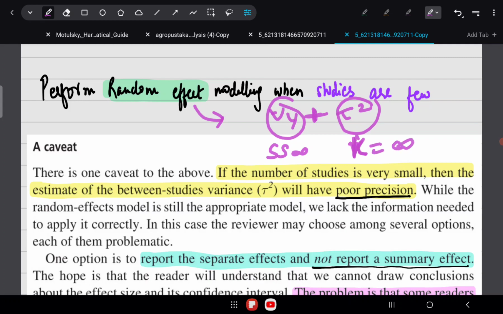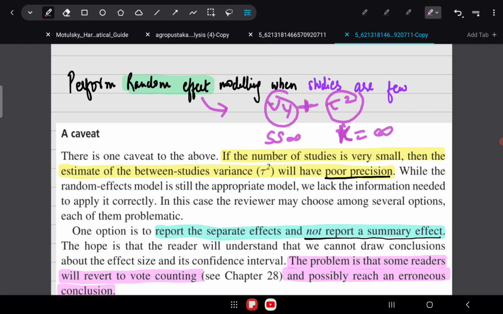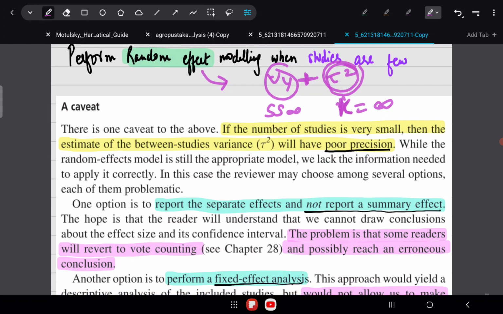So let's say you want to do a random effect modeling and you have only 3 or 4 studies. The number of studies is very less. In that case, you will expect that the tau square will be huge. The tau square will be very high. So that is the between study variance, right? And the second part of the equation will be very high. So the summary effect that you get will have a huge confidence interval, or you can simply say that the summary effect you're generating is very imprecise. It has very poor precision. So that is one problem that we encounter when we try to do random effect modeling with very few studies.